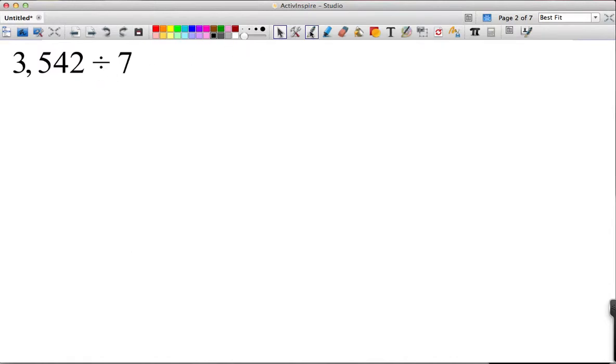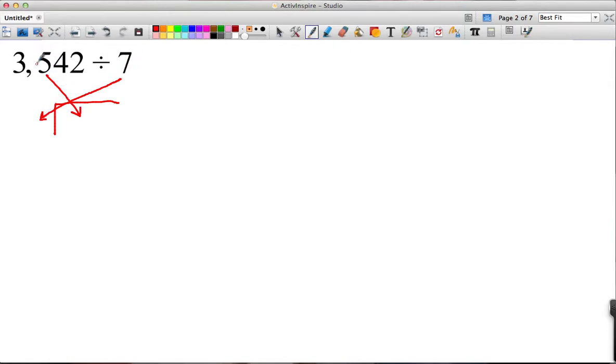3,542 divided by 7, we know that we're going to have to set this up with long division in order to solve. And when we set up with long division, I like to teach my students that you crisscross. So what is last goes first, and what is first goes last. So the first goes on the inside, the last goes on the outside. I know a lot of times teachers like to tell you the biggest goes on the inside, the smallest goes on the outside, but that doesn't always hold true with long division. So first number goes on the inside, second number goes on the outside.